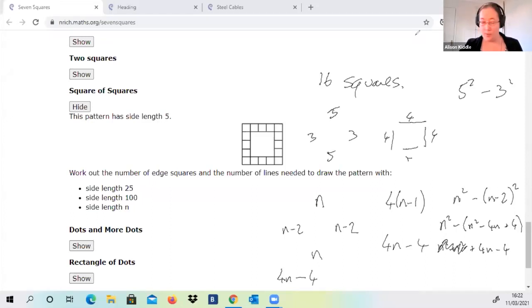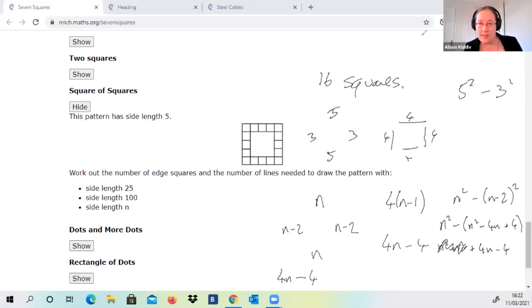So there's also, as well as asking us to find the number of edge squares, the number of lines. And when we were looking at this problem before, I was a bit reluctant because I think it's harder to count the lines than it is to count the squares here. But you've convinced me that we should have a quick look at that.